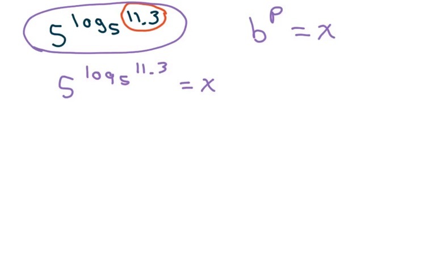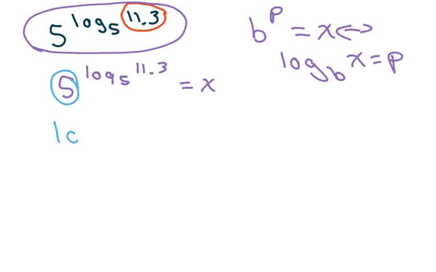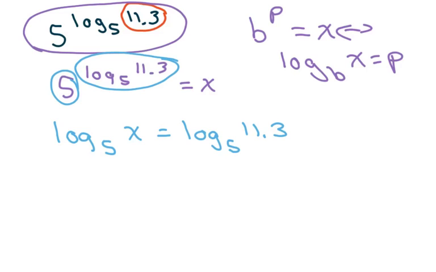Then I'm going to rewrite it as log, the inverse: log base of your value equals your power. So we rewrite this. My base is 5, so I write log base 5 of x equals log of my power. My power is right there: log base 5 of 11.3. And then your answer is right in front of you. X is 11.3, because you can cancel those out.